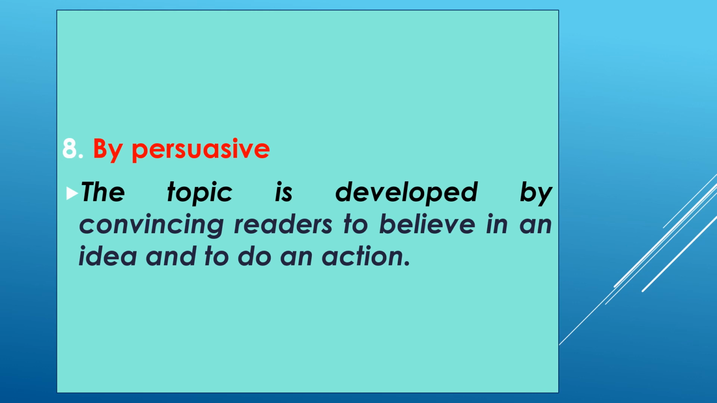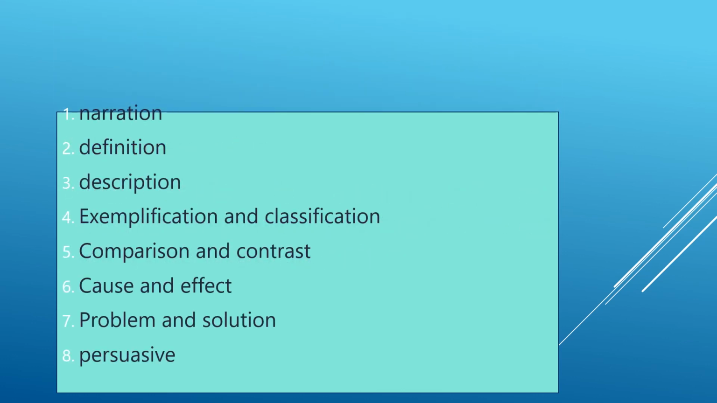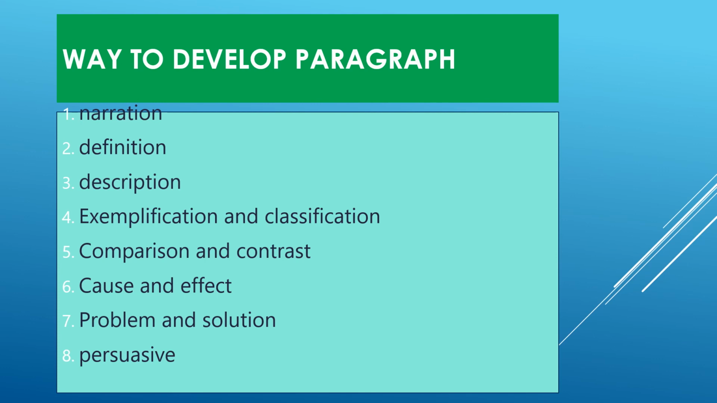In developing your own persuasive text, a writer must first state the issue. This will serve as background information about the topic. Then it should be followed by clear, strong, and specific arguments. So once again, there are different ways to develop a paragraph: by narration, by definition, by description, by exemplification and classification, by comparison and contrast, by cause and effect, by problem and solution, and by persuasion.